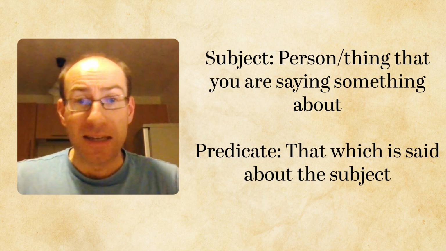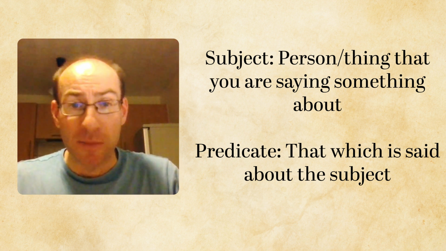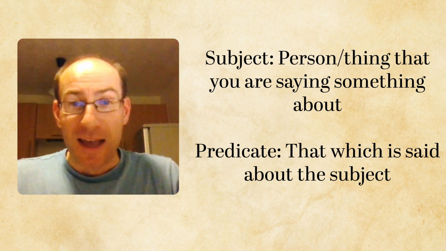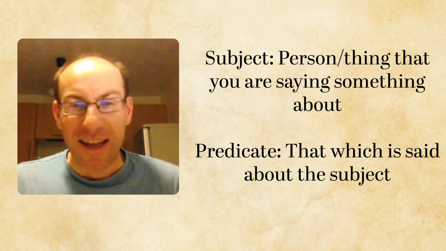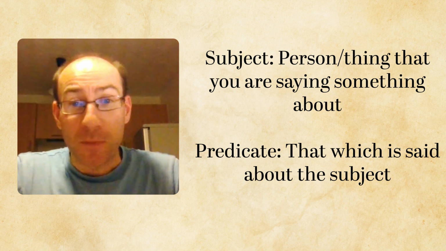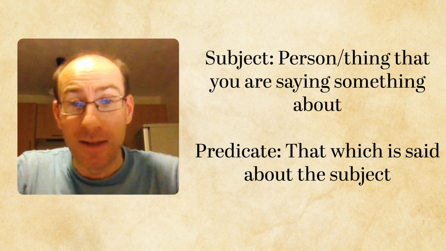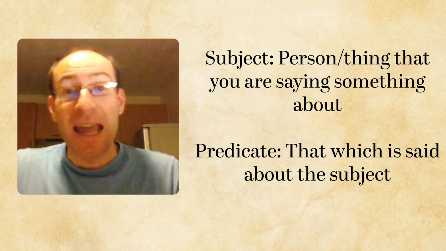I will mainly talk about verbs, but before I do so, I just want to introduce two terms that are quite general, and they are the terms subject and predicate. And in any sentence, generally speaking, you will have a subject and a predicate. So what do those mean? Subject is simply the person or thing about which or about whom you're saying something. All right? And then the predicate is that which is said about the subject.